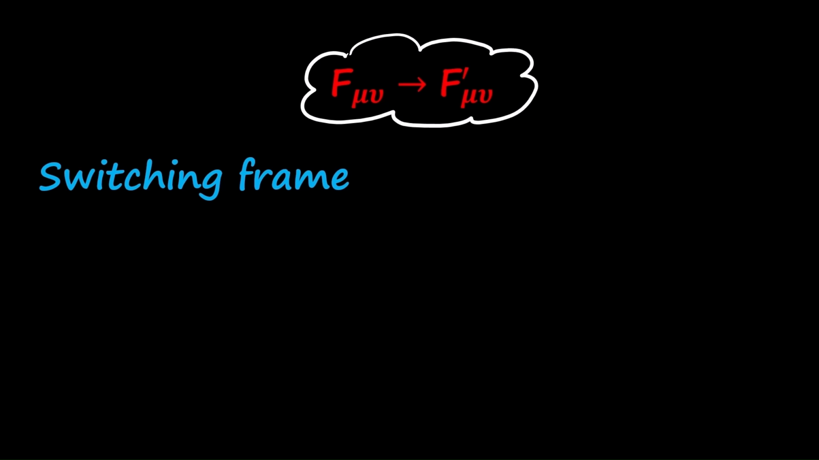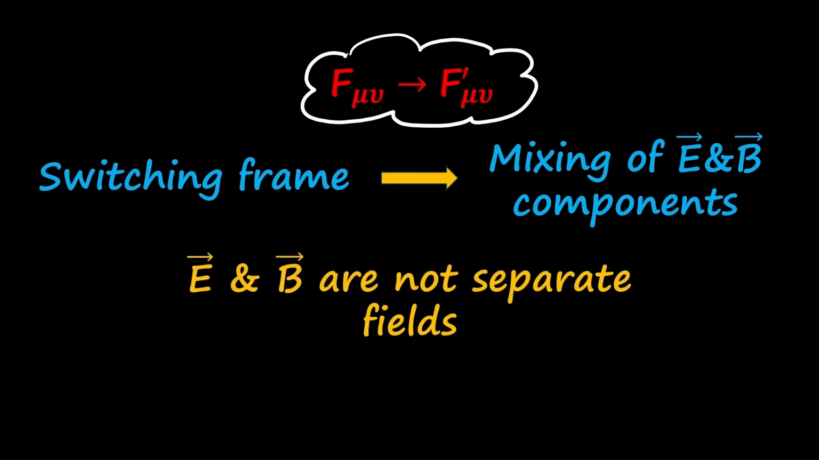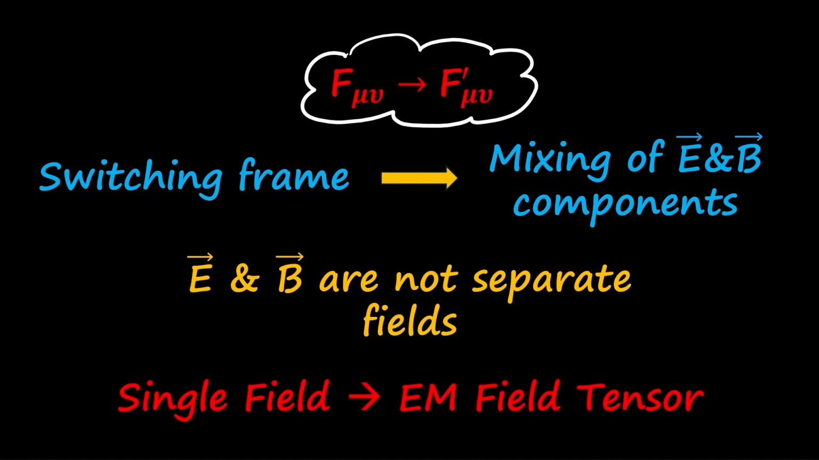Now, when we are switching the frame of reference, the electric field and magnetic field components, which were initially separate, now get mixed up. And because of this, the electric field and magnetic field are not separate fields, rather it's a single field and it is called the EM field tensor.